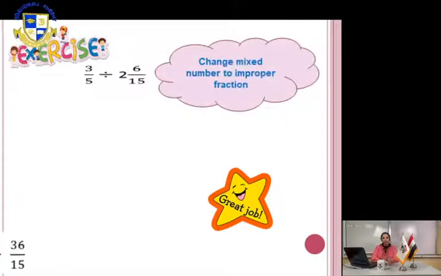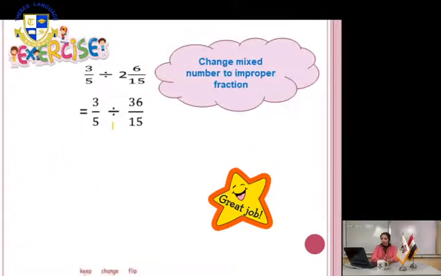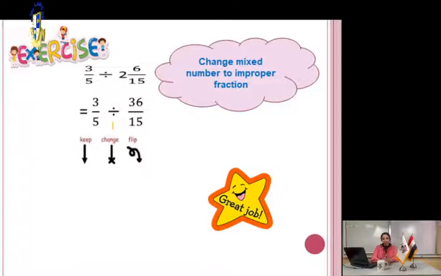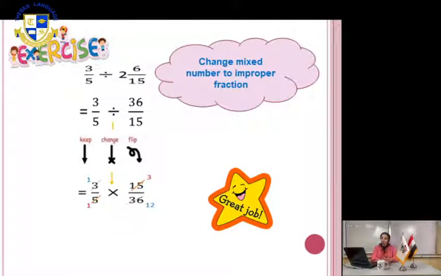Then keep, switch, flip. Keep 3 over 5, it will be the same, 3 over 5. Switch the sign, divided will be multiply, and flip the fraction. 36 over 15 will be 15 over 36.